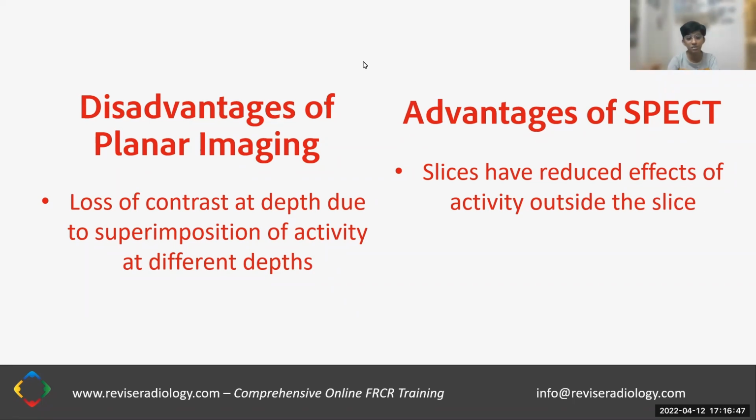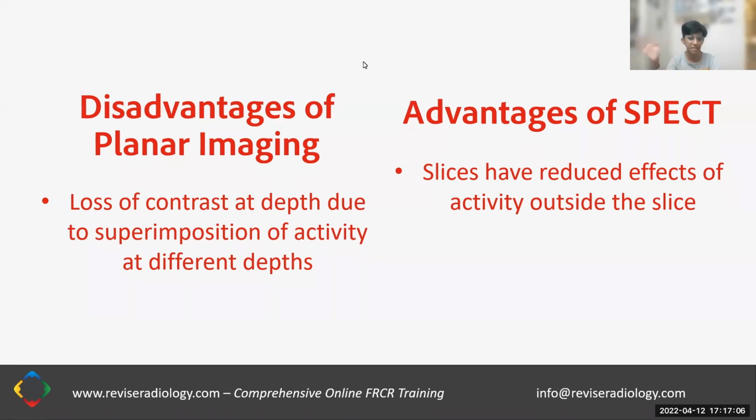So this is one of the disadvantages of planar imaging, is that you're losing contrast because the activity from all the surrounding areas is finding its way to the spot that you're looking at, and you're not able to distinguish between them. Yeah, so there's a loss of contrast for that reason.